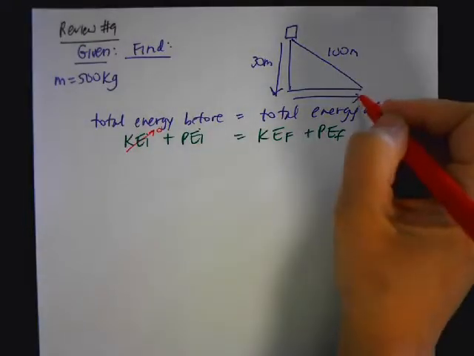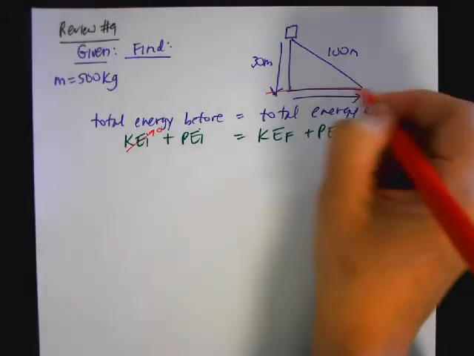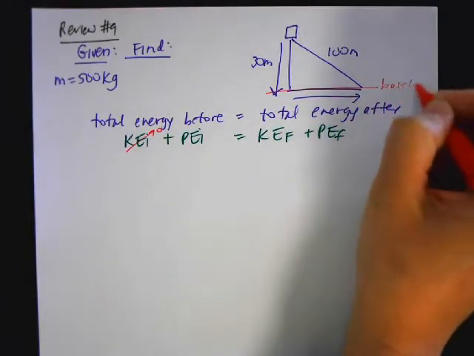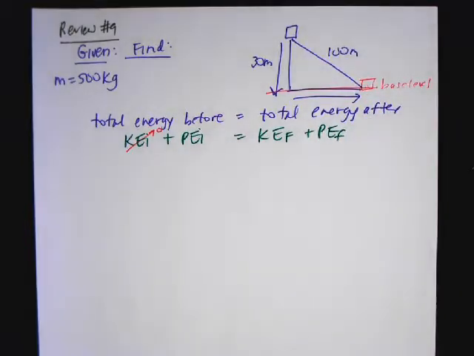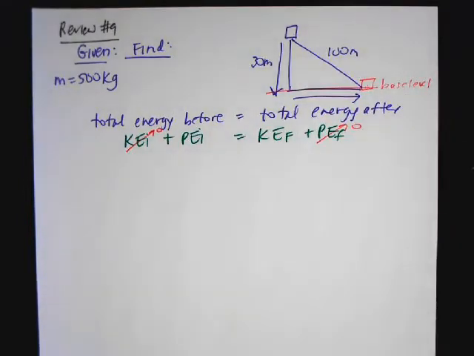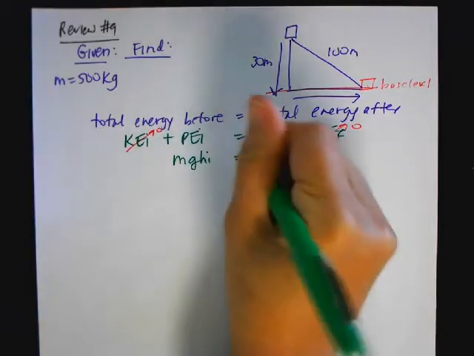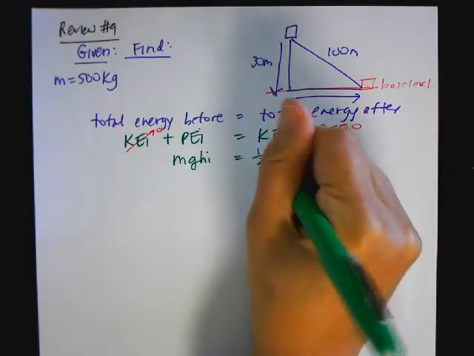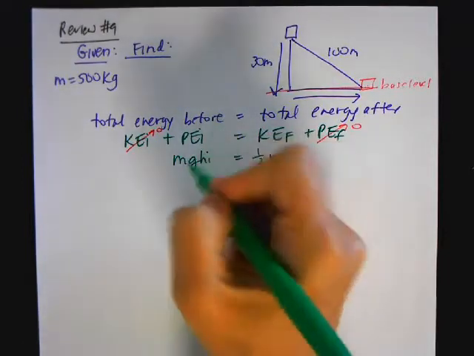At the bottom, remember, for potential energy, we always have to have a frame of reference. And our frame of reference, we call it base level, but it's the ground. So when the pig now is down here at the end, the potential energy is 0. So now I see that mghi is equal to 1/2 mvf squared. Okay. Now what I can do is I can cancel my masses.